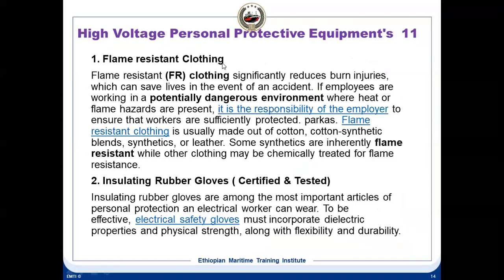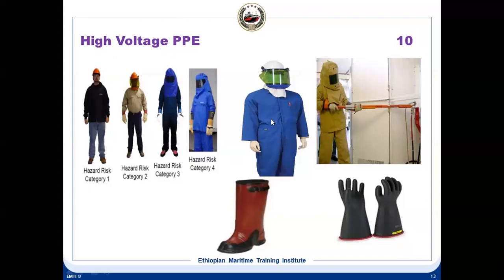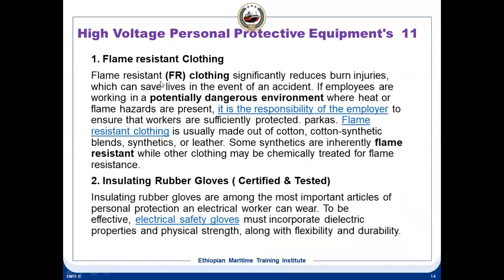So one is flame resistant clothing. This is flame resistant clothing, this one is also flame resistant clothing. It significantly reduces the burn injuries, which can save lives in the event of an accident. If employees are working in a potentially dangerous environment where heat or flame hazards are present, it is the responsibility of the employer to ensure workers are sufficiently protected. So this is flame resistant clothing. Whenever you work on the high voltage, you have to wear this flame resistant clothing.